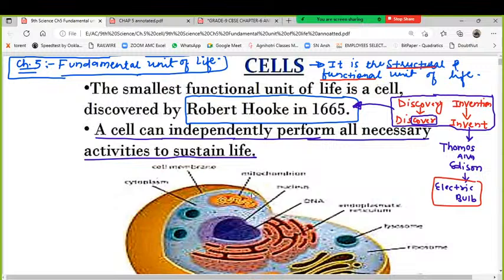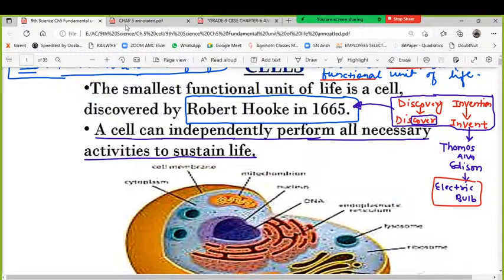Okay. And this cell is actually the fundamental unit of all life forms. Whatever life form you observe here on this earth, all these life forms exist because of this cell. That is why we call it the fundamental unit of life, and we define the cell as the structural and functional unit of all life forms.